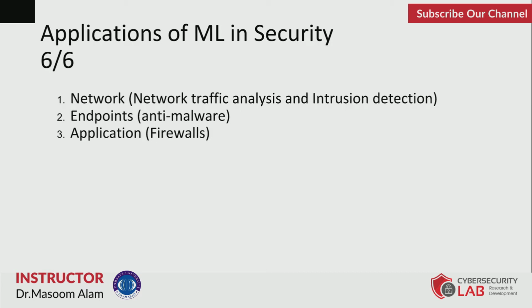And the third and the most important domain is the application. If we have any application, a web server, any web application, we can have a specific firewall for that as well. And here machine learning can also help us in finding any anomaly in the traffic of that application.